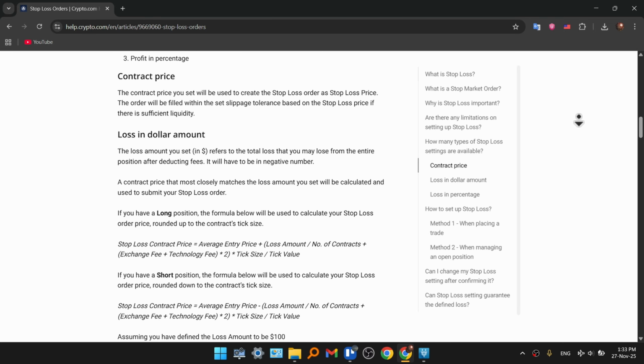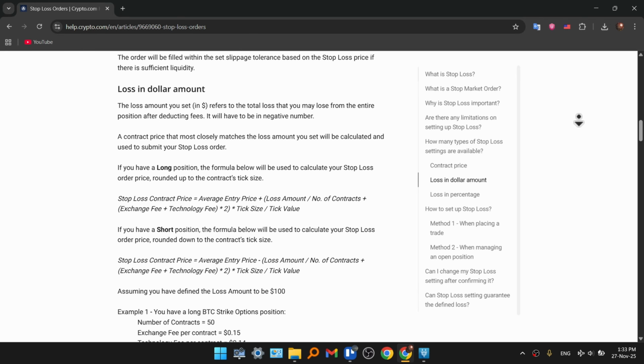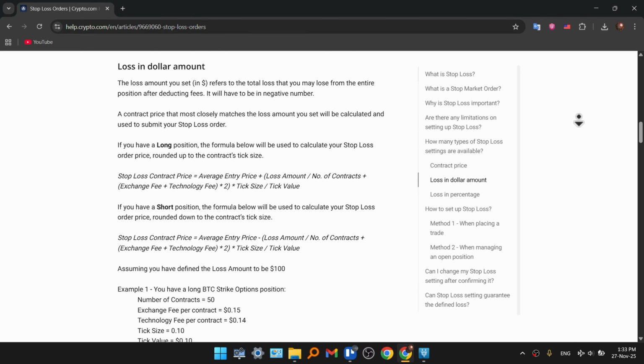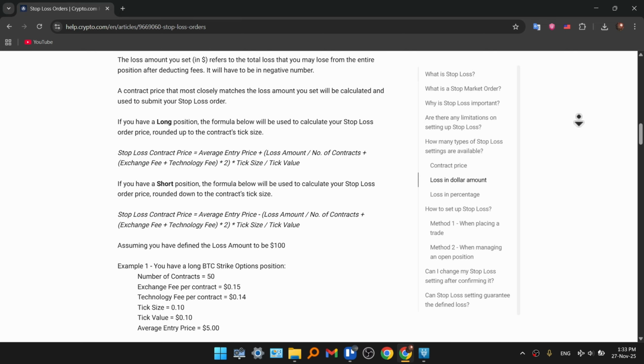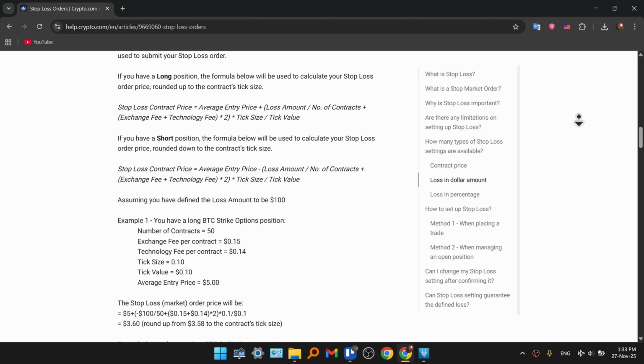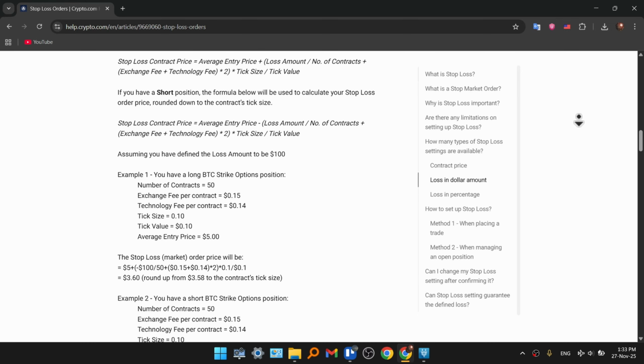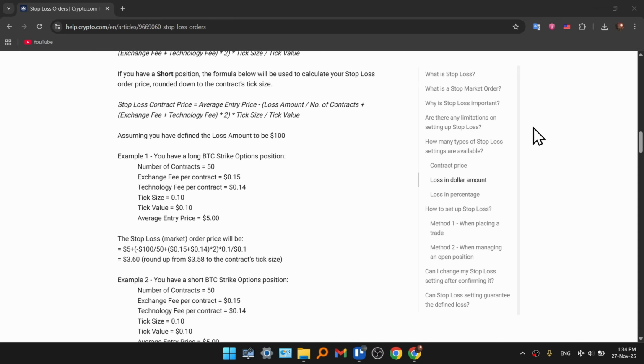Then, to set the stop loss, you must be on Sell since you're exiting your position. Under order type, choose Stop Limit. Crypto.com does not support pure stop market orders, only stop limit, which means a stop price triggers the order, and a limit price sets the minimum price you accept. And now you can set a stop price. This is the price that activates your stop loss.